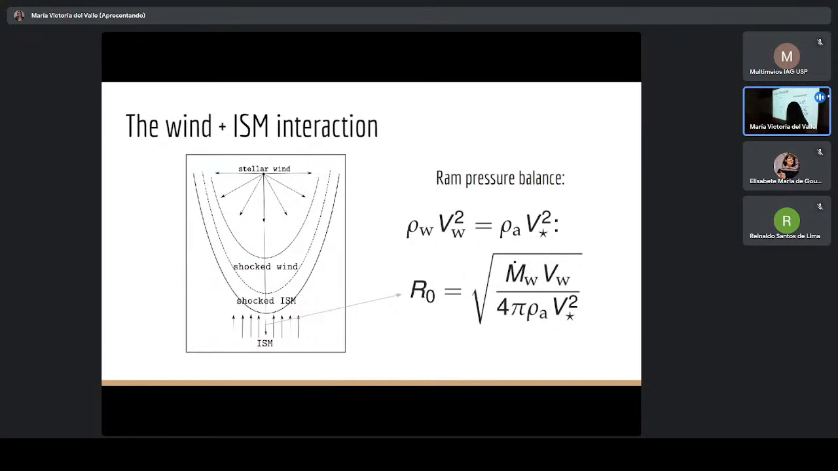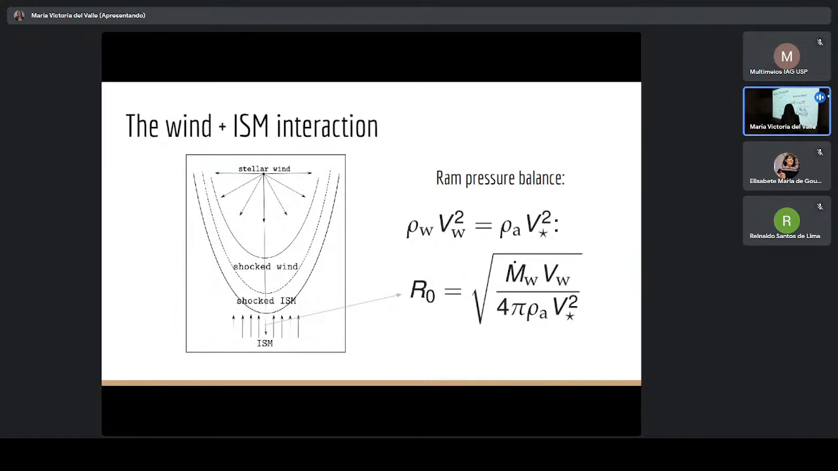During this interaction, here we can see a very simplified scheme. If I am in the reference frame of the star, I see the interstellar medium coming with a velocity minus the velocity of the star, and it will collide with the stellar wind here. At some point, the ram pressure of the wind will balance the ram pressure of the interstellar medium. The ram pressure is the pressure of movement. Let's say it has this shape. The point where this balance happens is called the standoff point, and this is the standoff radius. This determines a distance and a spatial scale of the problem.